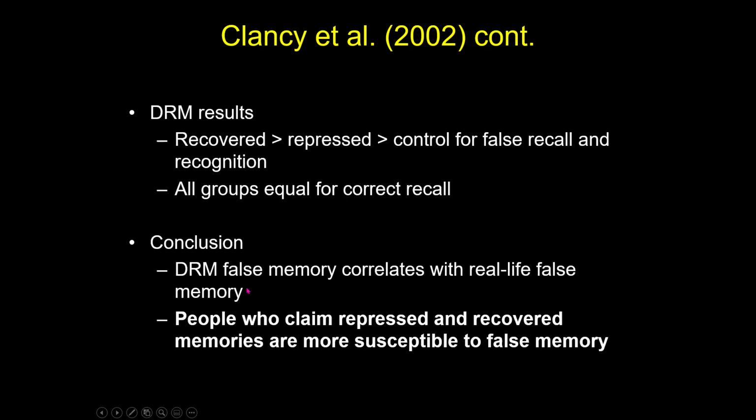So the researchers concluded that the DRM paradigm and the mistakes people make using that correlate with real-life false memory. So in this study, it has to be a false memory that you're abducted by aliens, and you're making more mistakes in the DRM paradigm. So there's a good correlation that those are measuring the same thing. Well, that's the question. So the conclusion here in bold is that people who claim repressed and recovered memories are more susceptible to false memory.